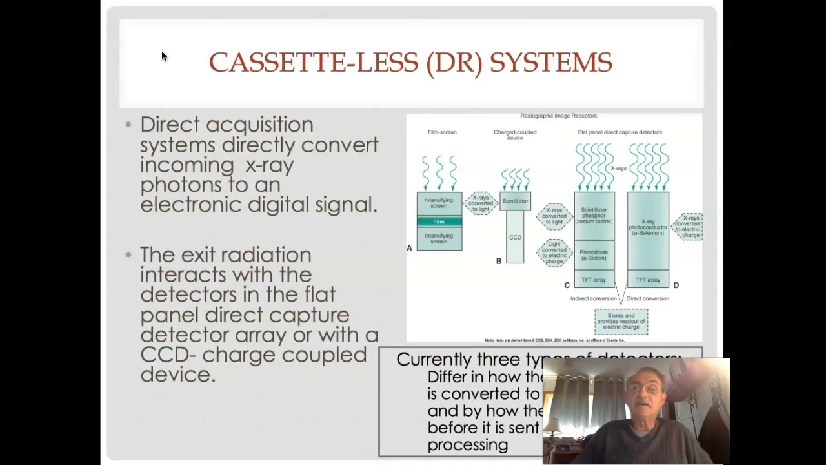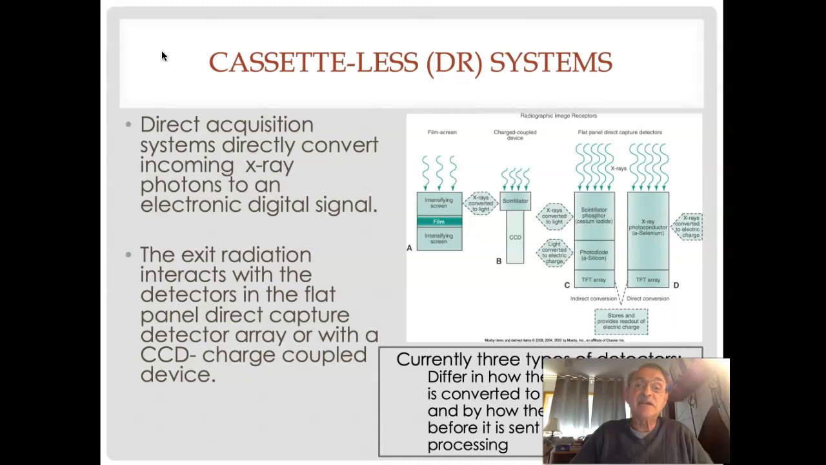So what I have here is an illustration, and I don't know which textbook this illustration comes from. The copyright on it, as I'm seeing, is relatively old. I'm not recognizing this from Bouchon nor from Carleton, but nonetheless, the direct acquisition system directly converts incoming X-ray photons to an electronic digital signal. That sentence right there sums up digital direct imaging.